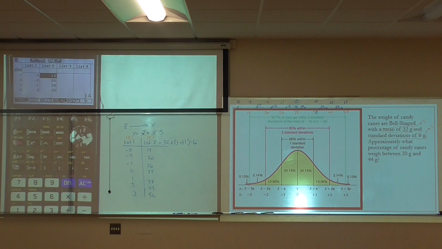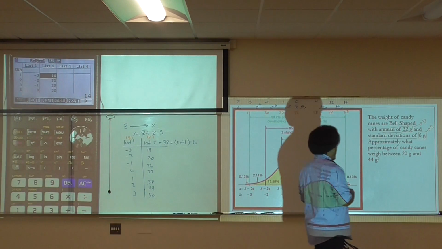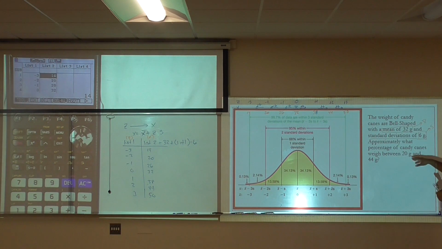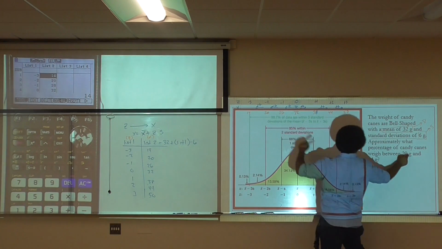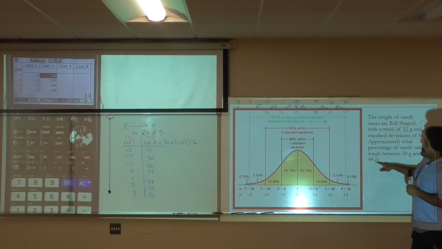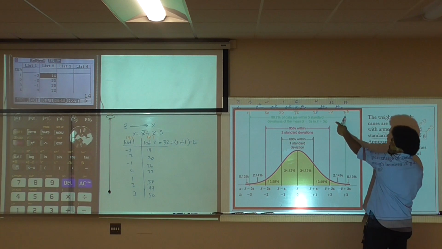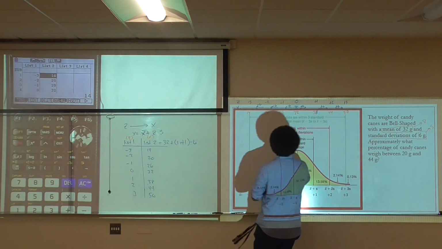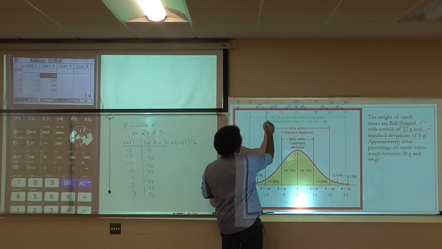So now we got that out of the way, we're going to go ahead and answer the question. Now we have everything we need. My job is to find where these values are located. We just noticed that 20 is 2 standard deviations to the left of the mean, while 44 is 2 standard deviations to the right of the mean. We're seeing them both right here. They're connected right here.